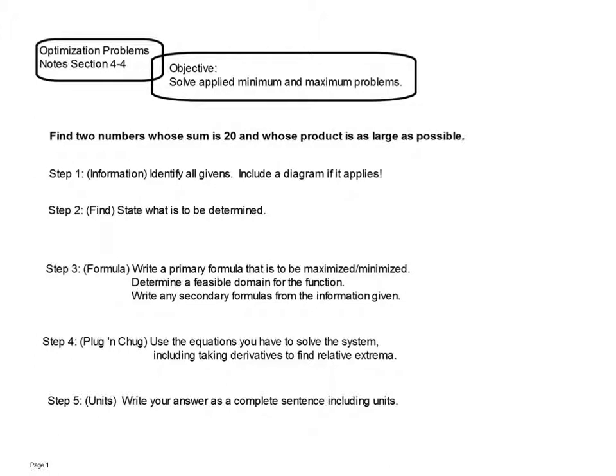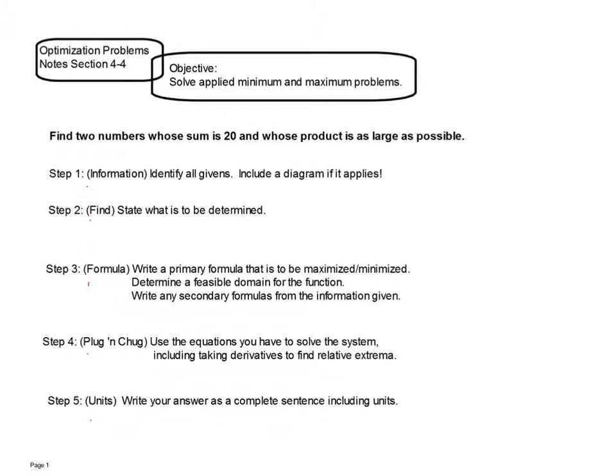Find two numbers whose sum is 20 and whose product is as large as possible. Now, these steps below are similar to ones that are in your book. If you want to look at what your book does, that's fine. This is something that a science teacher, a colleague of mine, used to use to help her students organize their work. And it seemed to work pretty well for them. So we're going to talk about it. Information, find, formula, plug and chug, units. IFPU, she called it.